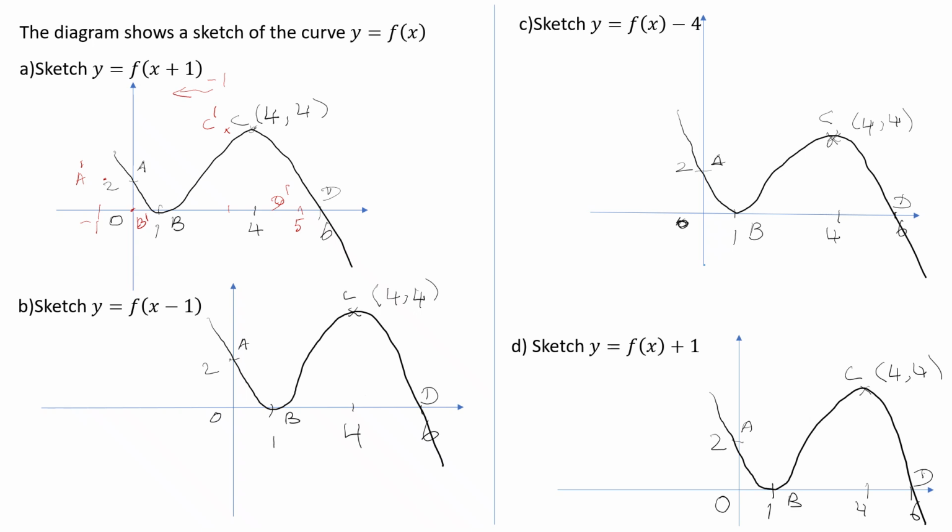Now sketch the graph. This is the new graph, y equals f(x plus 1). So the black one is y equals f(x).